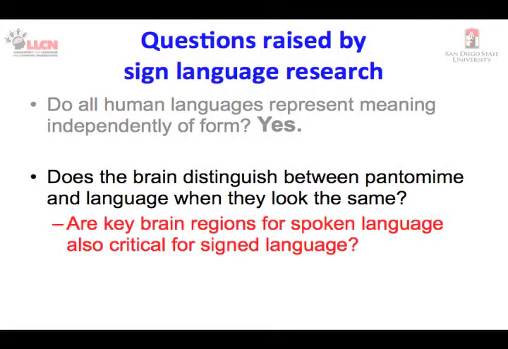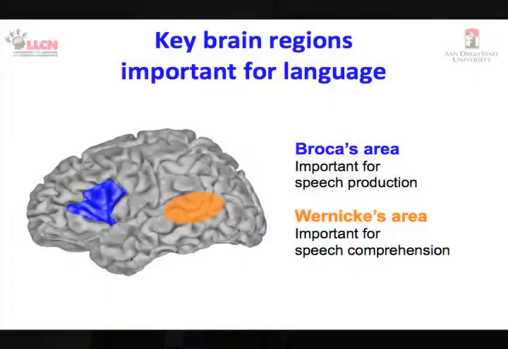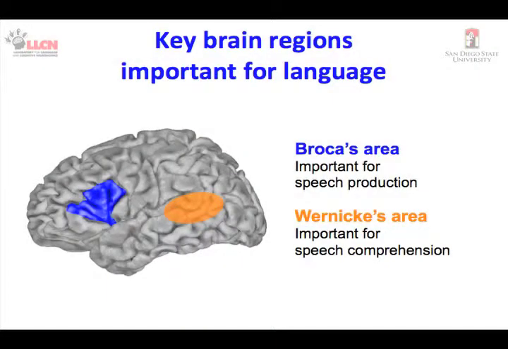So are those same key regions involved? I want to go through that a little bit, and I'm going to talk about two very famous regions that are known to be critical for spoken language processing. That's Broca's area. We know it does a lot of things, but it's been known for a long time to be key in spoken language production. Wernicke's area, or this posterior superior temporal cortex, is known to be involved in comprehension of spoken language.